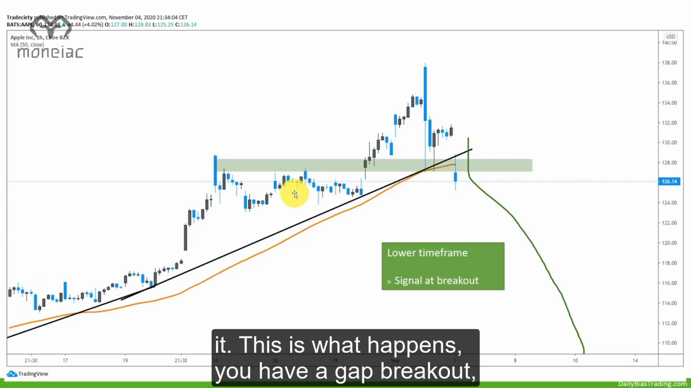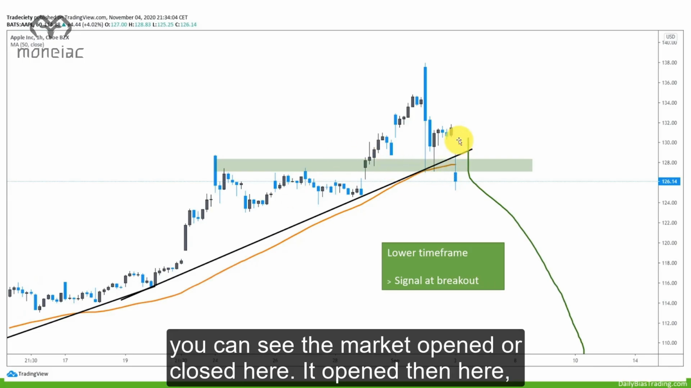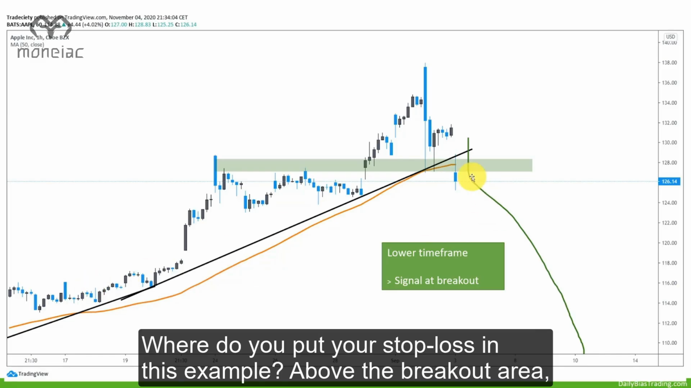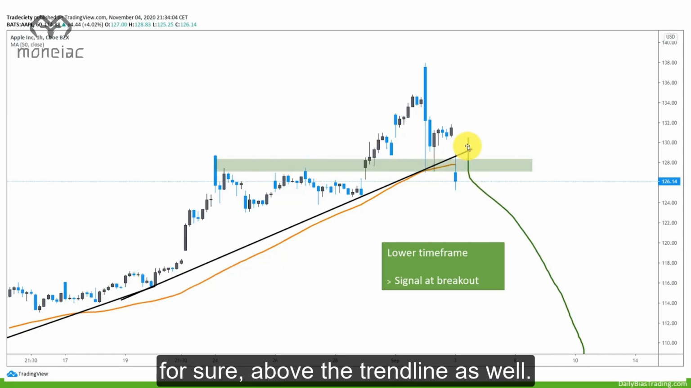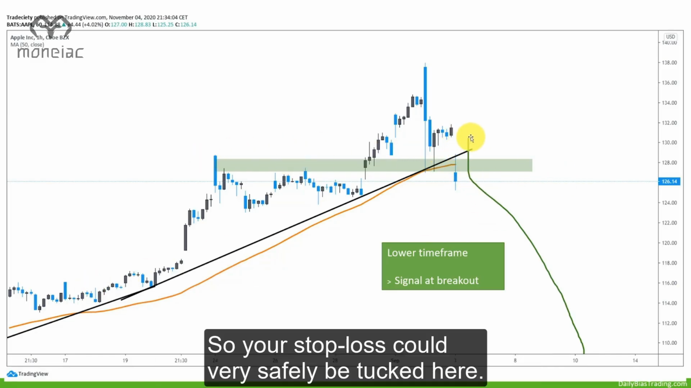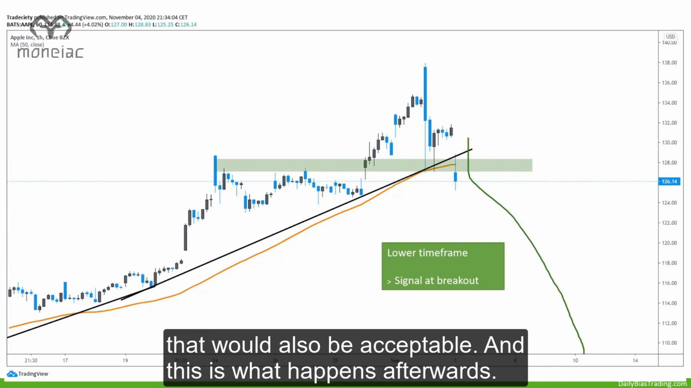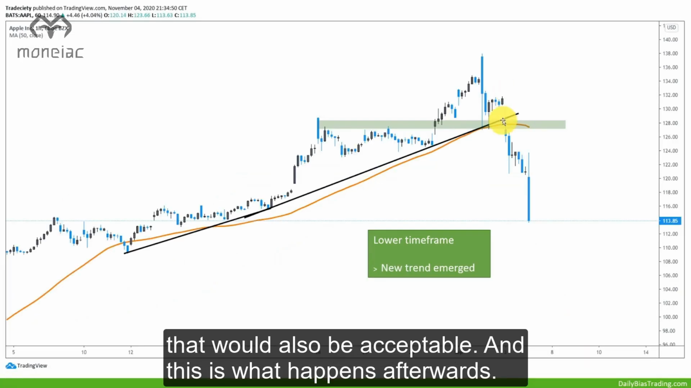This is what happens. You have a gap breakout. You can see the market opened here below the breakout point, and this could have been your entry. Where do you put your stop loss in this example? Above the breakout area for sure, above the trend line as well. So your stop loss could very safely be tucked here. You could also think about adding it above the last swing point around here. That would also be acceptable. And this is what happens afterwards.